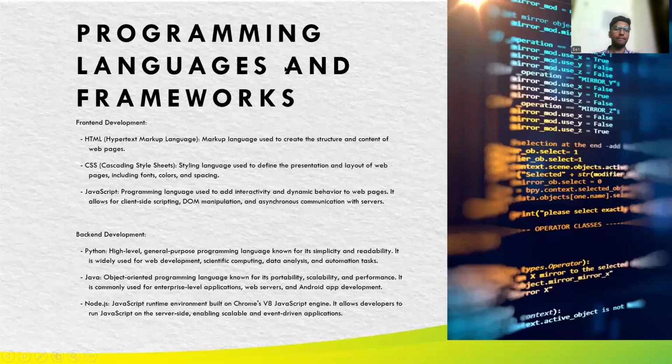Then come the programming languages and frameworks that we use. For front-end development, we use HTML, CSS, and JavaScript. HTML stands for Hypertext Markup Language. Markup languages are used to create the structure and content of the web page. CSS is used to style your web page. It is a styling language used to define the presentation and layout of web pages, including fonts, color, spacing, etc. JavaScript is used to add interactivity and dynamic behavior to your web pages. It allows client-side scripting, DOM manipulation, etc.